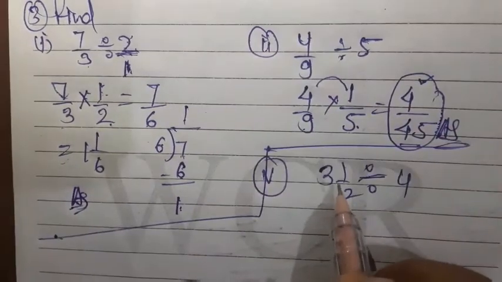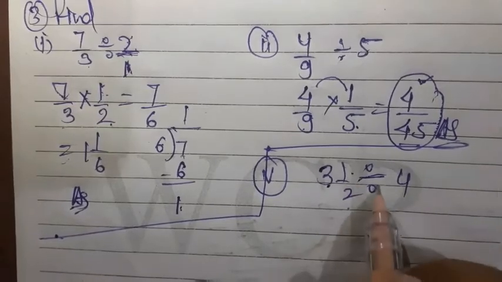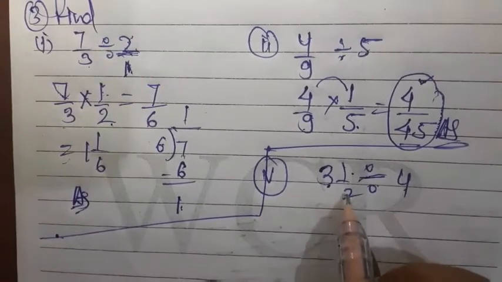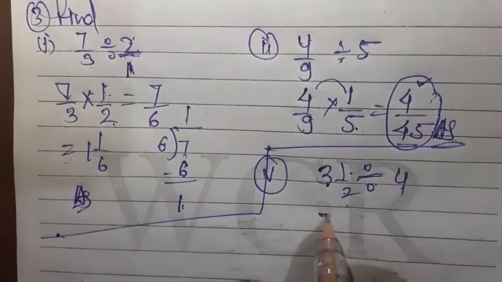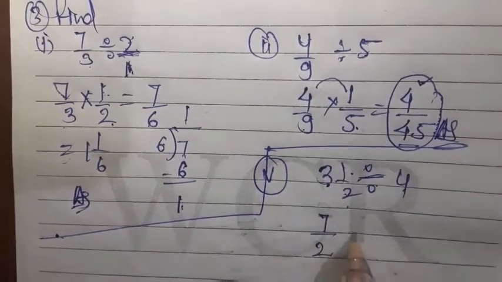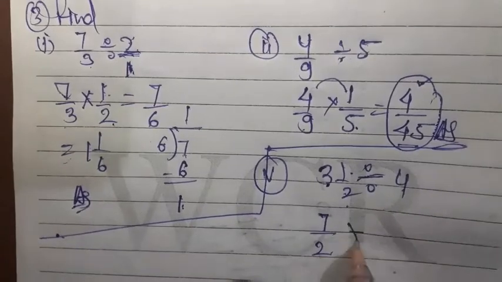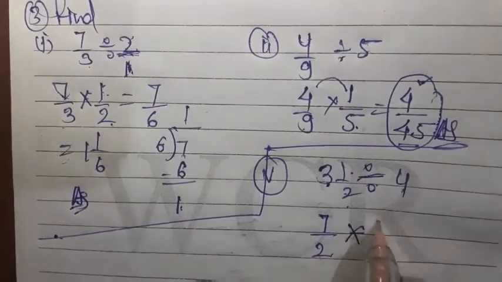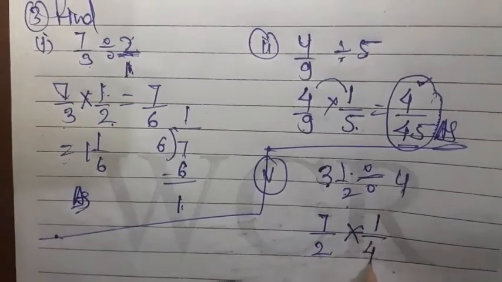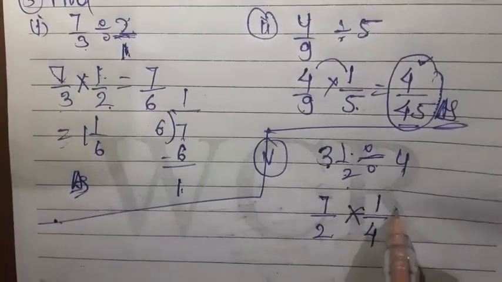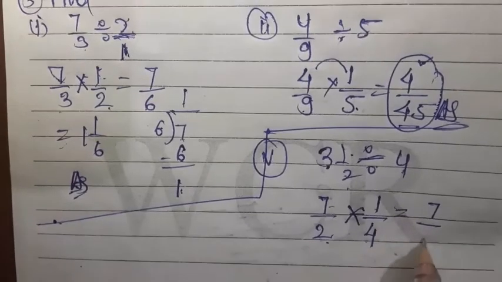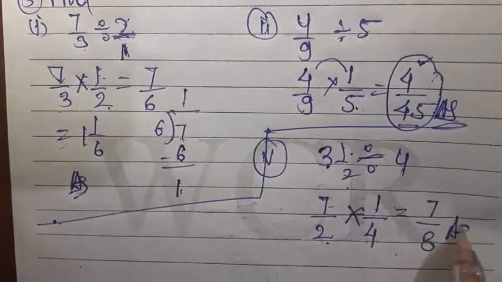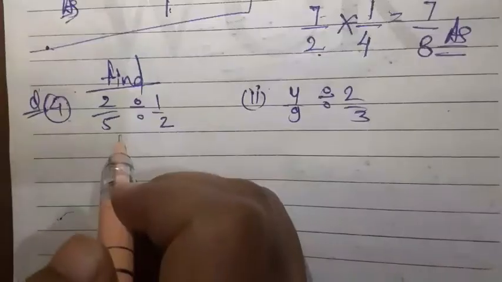Now next we have 3 whole number 1 by 2 divided by 4. So here 2 times 3 is 6 and plus 1. So means 7 divided by 2. Here change this sign. So multiply, and the reciprocal of 4 is 1 by 4. Now multiply this value. So here 7 times 1 is 7 and 4 times 2 is 8. So the answer is 7 by 8.